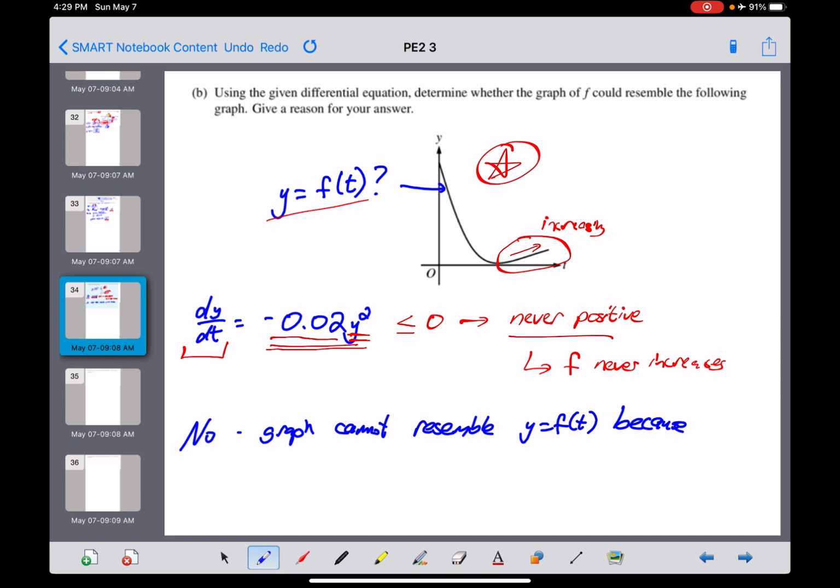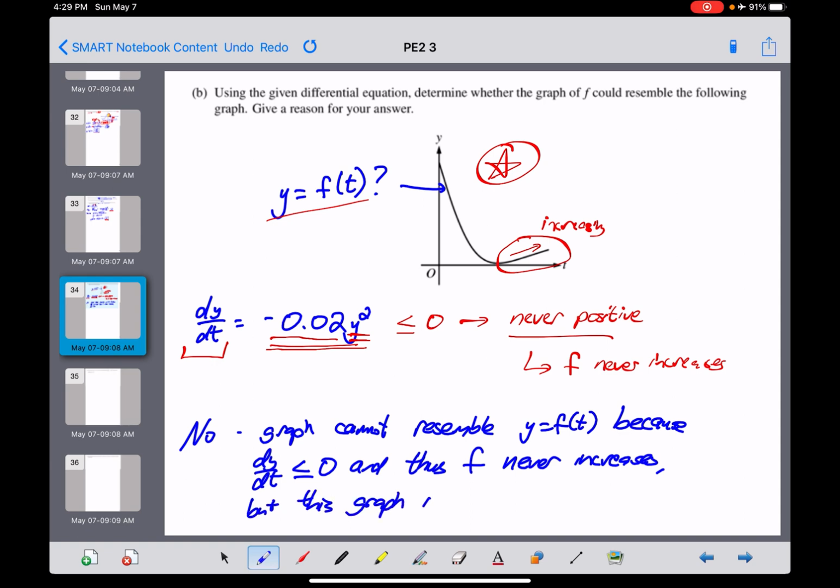Because, what do we have here? dy/dt is less than or equal to 0. And thus, we'll write that out, f never increases. And I think we should say, but this graph does increase on part of its domain. Okay, and I'd go with that right there.